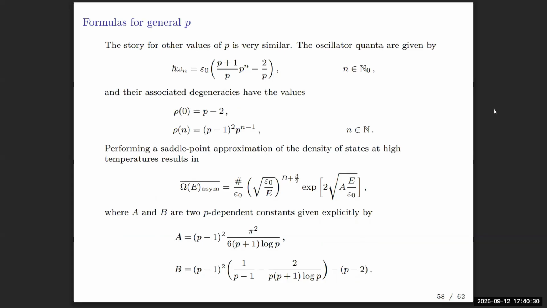Okay, and yeah, so I showed you the cluster size 2, but you can work this out for the other cluster sizes as well, right? Here's the general formula for the energy of the individual oscillators, and here are the degeneracies, and again, you get the square root E type behavior. Okay, there are some other parameters, they depend on P, but that's the behavior.